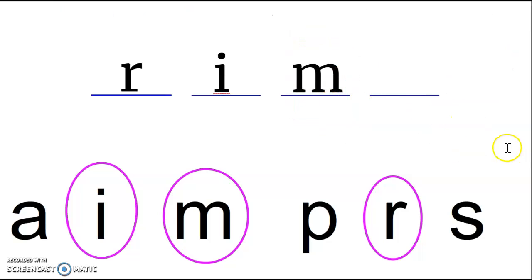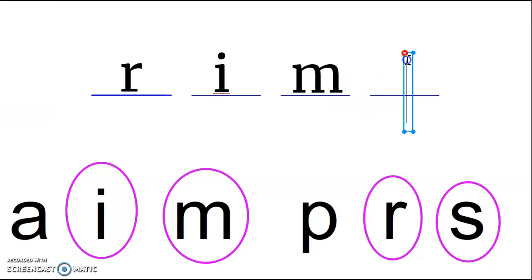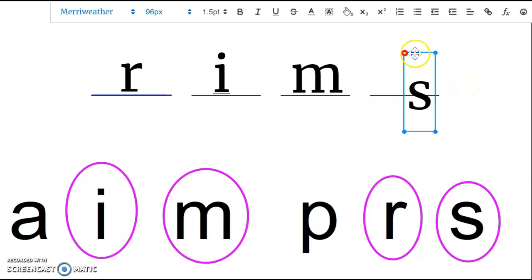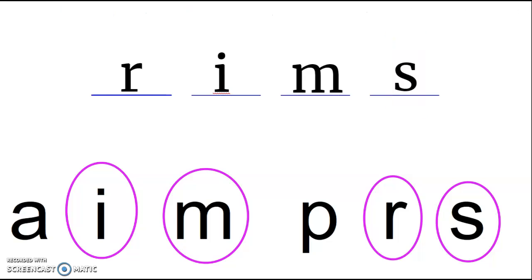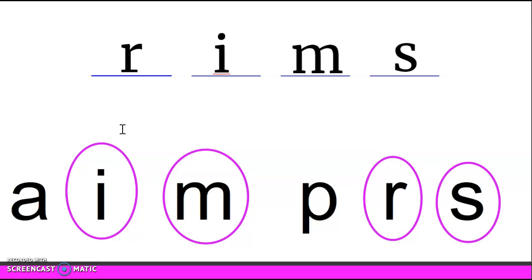Our last letter makes the S sound. Which letter makes the S sound? If you chose letter S, you are correct. Letter S is the last letter of our 4-letter word. R, I, M, and S spell rims. Rims. Very good.